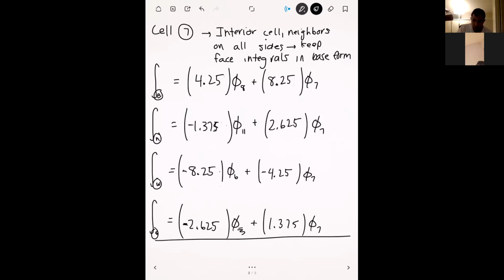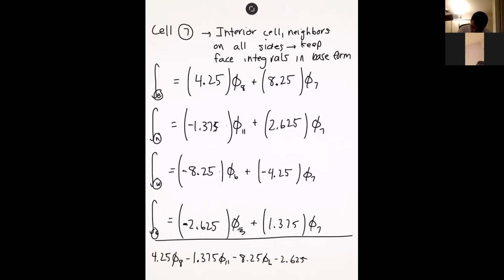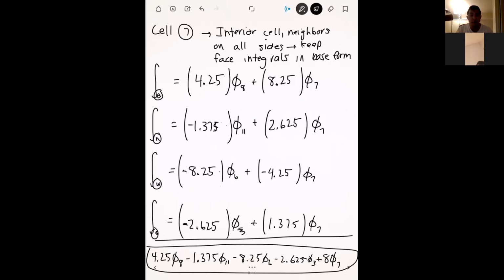All right. And then to finally get our algebraic equation, all we have to do is add all of these together, right? And so we have a 4.25 phi 8 minus 1.375 phi 11 minus 8.25 phi 6 minus 2.625 phi 3, okay? And if we add up all the coefficients for phi 7, we have 8.25 plus 2.625 minus 4.25 plus 1.375 plus 2.625. Right, and we end up with 8 phi 7. Right, and so that's the algebraic equation for cell 7, right?